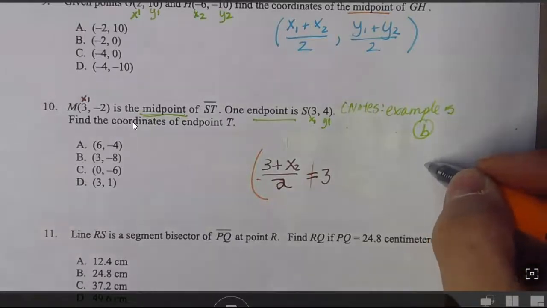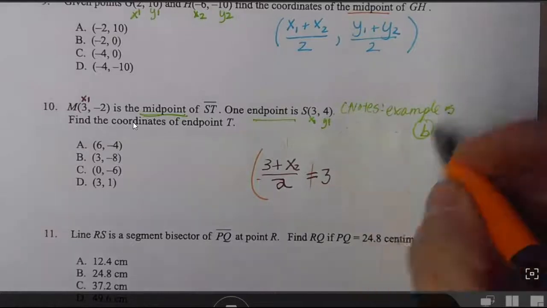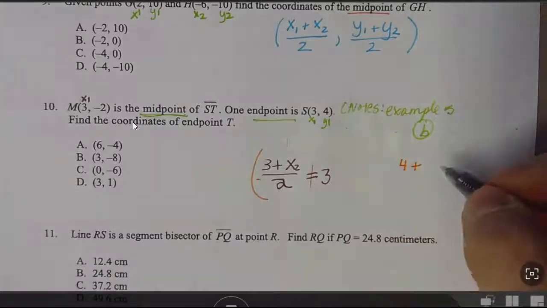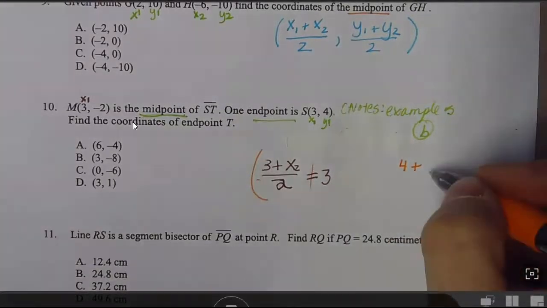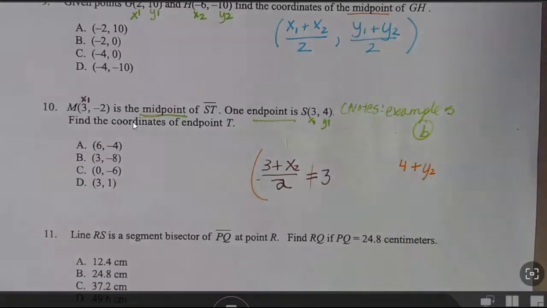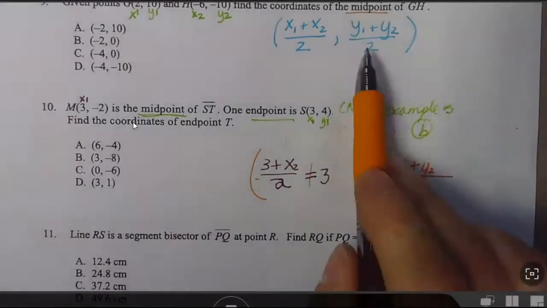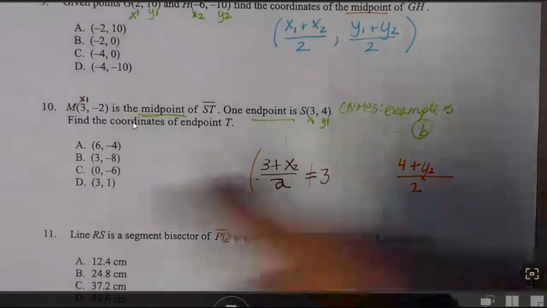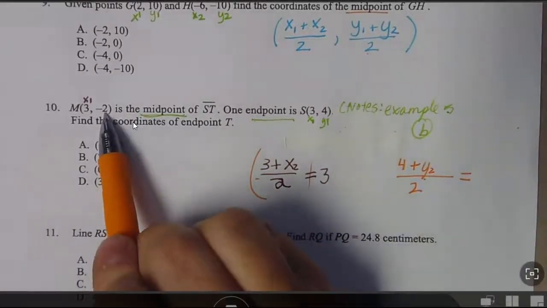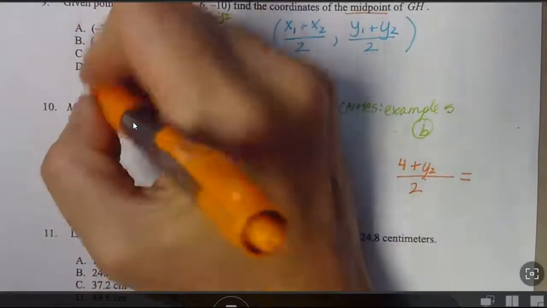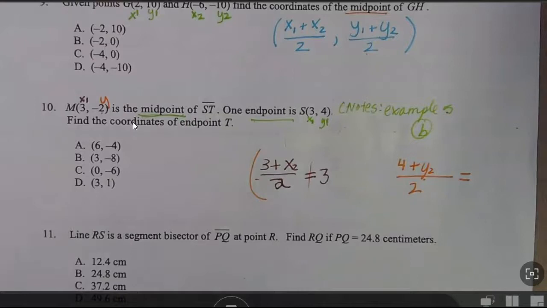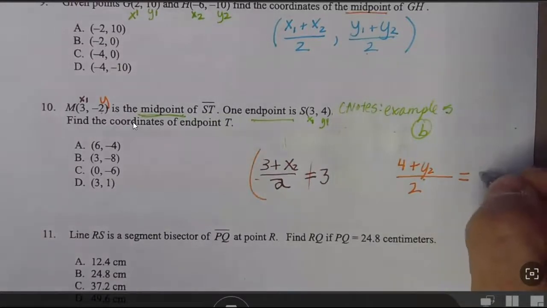So again, we have y1, which is 4, plus, again, we don't know the y2, or you can just call it y. It doesn't matter. I'm just calling it y2. And then again, we know our formula is divided by 2. And then we know that should equal our y in the midpoint. So this is our y for the midpoint. So it should equal -2.